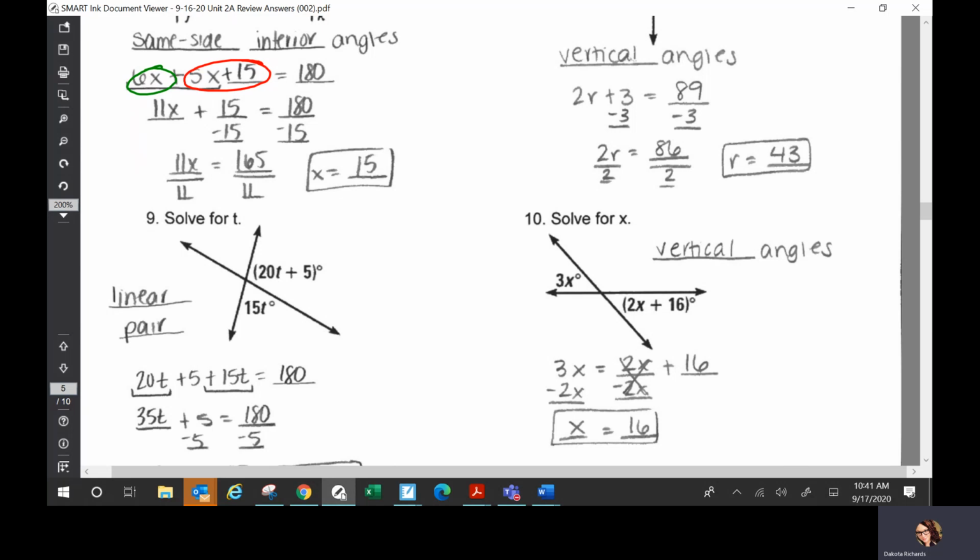Okay, I'm almost done. Number 10, those are vertical angles. You set them equal to each other. You get x is 16.